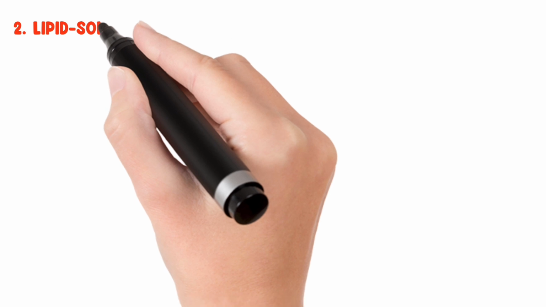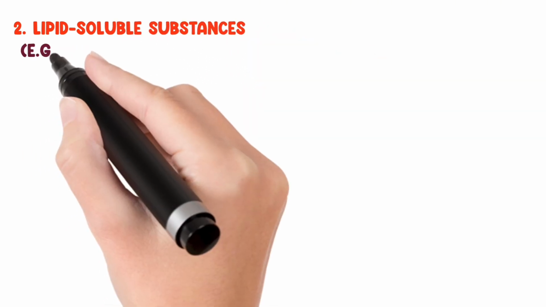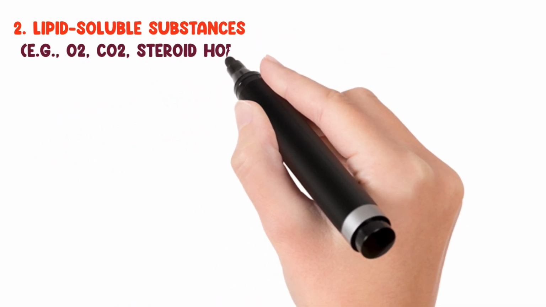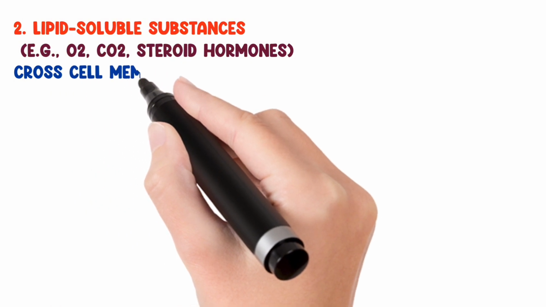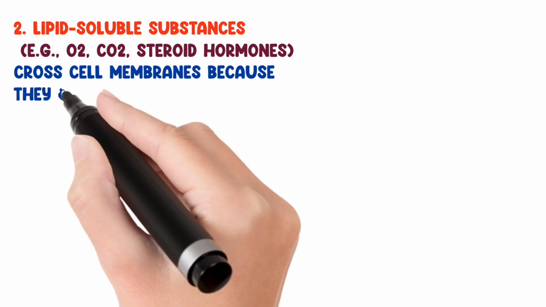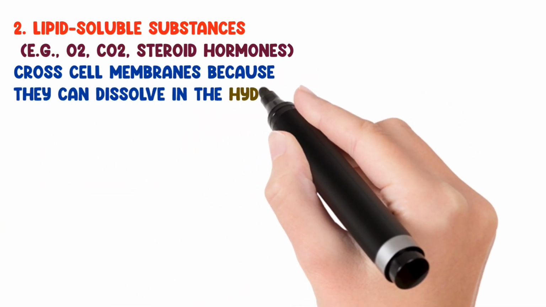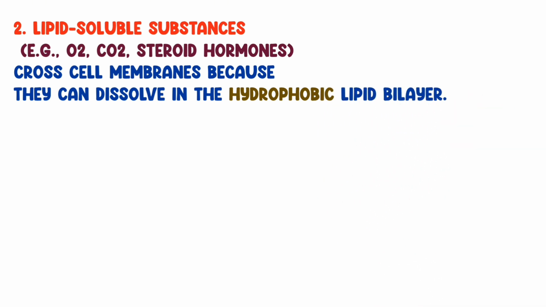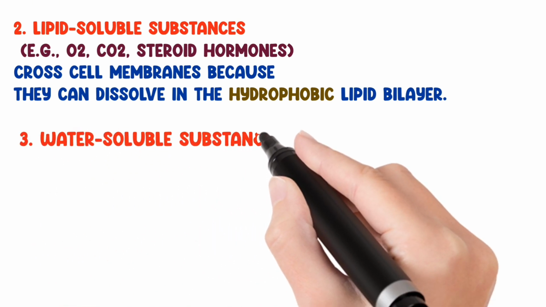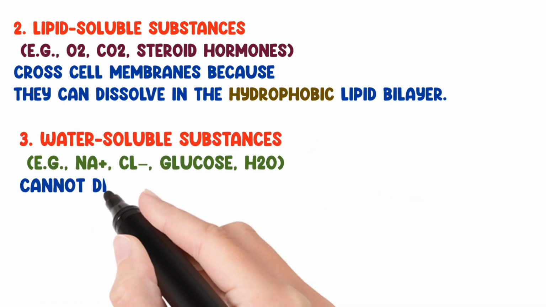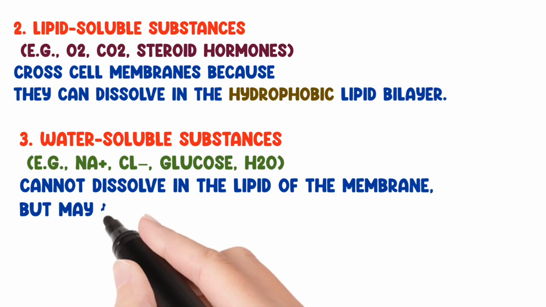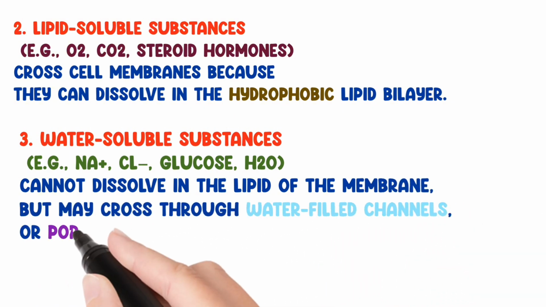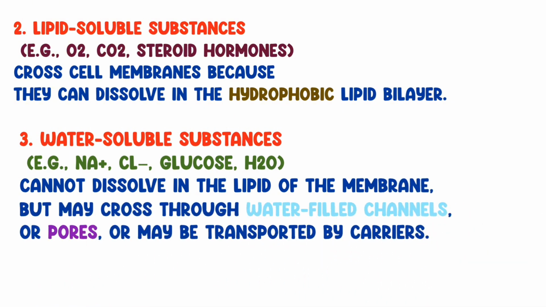The second point, lipid soluble substances. Example, oxygen, carbon dioxide, and steroid hormones. They easily cross the cell membrane because they can dissolve in the hydrophobic lipid bilayer. The third point is water soluble substances. Example, sodium chloride, glucose, and water. They cannot dissolve in the lipid of the membrane but may cross through water-filled channels or pores, or may be transported by carriers.